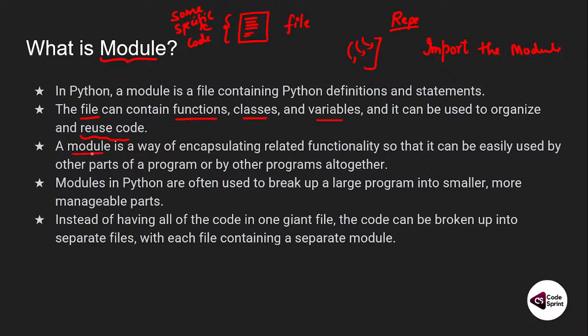A module is basically a way of encapsulation of some functionalities which are correlated with each other, that we can use further in the future. So in this way we can define a module: a way of encapsulating same functionalities in a block or in a file, that can be easily used in other parts of the program or in future references as well.